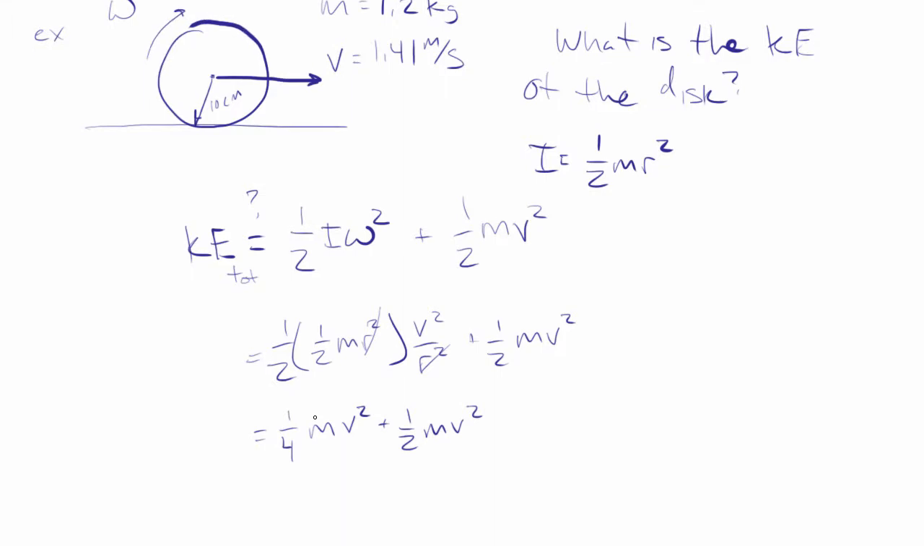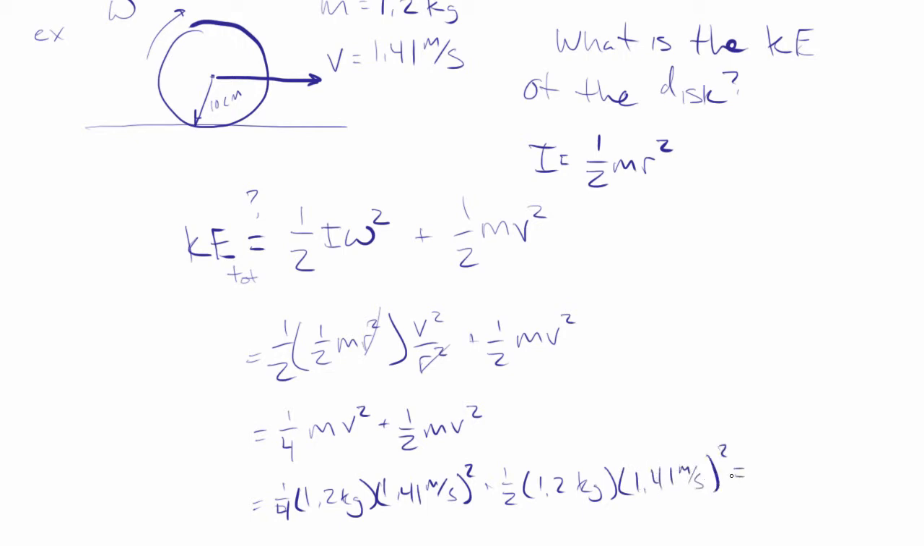All right, so I can plug in some numbers. I get 1/4 times the mass, which is 1.2 kilograms, the speed is 1.41 meters per second, I've got to square that, plus 1/2, I should have just combined these two terms, times 1.2 kilograms times 1.41 meters per second squared. And if you run those numbers, you should get a total kinetic energy of 1.79 joules.